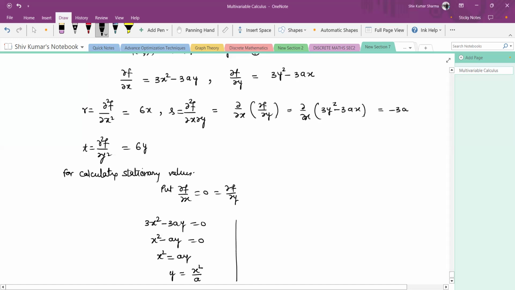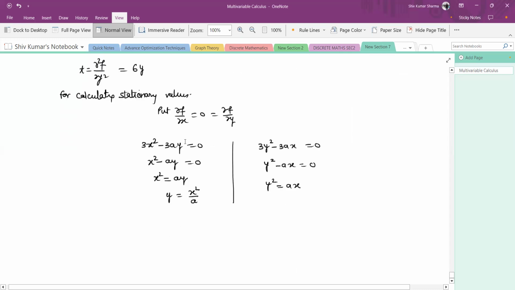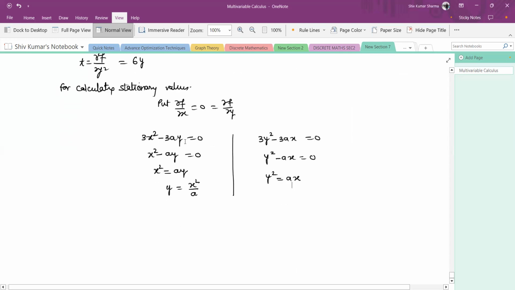From the second equation, that means when we put del f upon del y equal to 0, this gives us 3y square minus 3ax equal to 0. So when we divide by 3, y square minus ax equal to 0. So y square is equal to ax. So when we put the value of y in equation 2, that means in the above equation, we put the value of y.